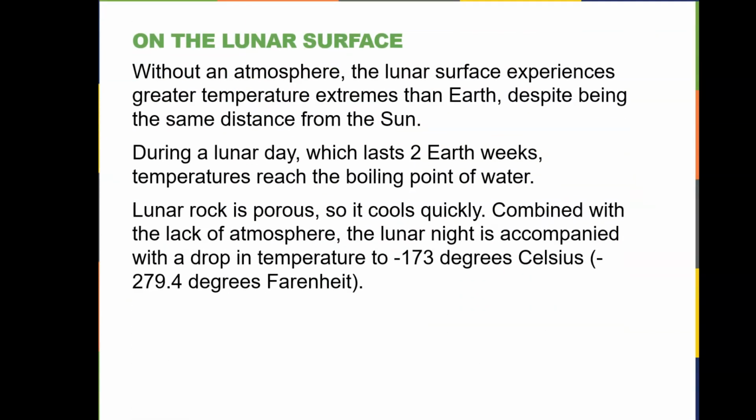Without an atmosphere, the lunar surface experiences greater temperature extremes than Earth, despite being the same distance from the sun. During a lunar day, which lasts 2 Earth weeks, temperatures reach the boiling point of water. Lunar rock is porous, so it cools much quicker than Earth's dense rocks. Combined with that and the lack of atmosphere, the lunar night is accompanied with a drop in temperature to negative 173 degrees Celsius, which is about negative 280 degrees Fahrenheit.